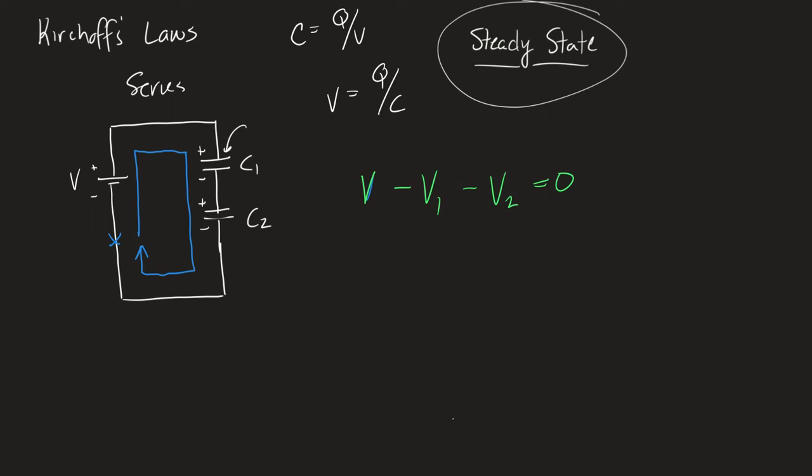Now apply your rules for voltage to each element in your circuit. I have rules for voltage that apply directly to capacitors. So the next thing you do is you apply your rules directly to each element. So I will say V minus Q1 over C1 minus Q2 over C2 and set that equal to 0.